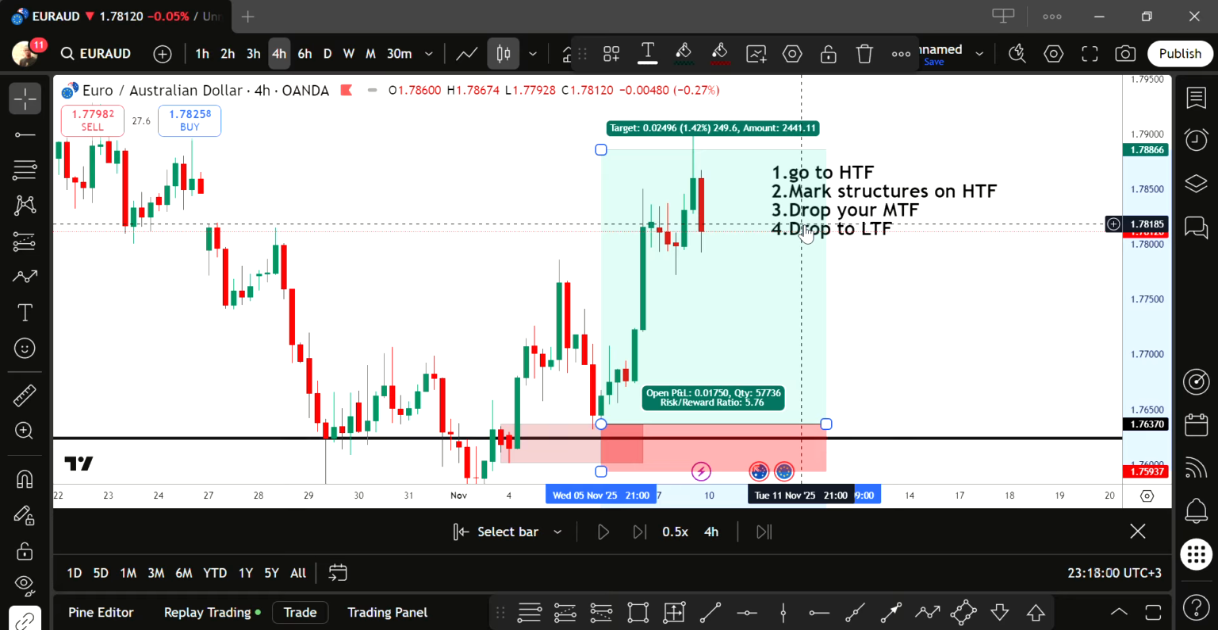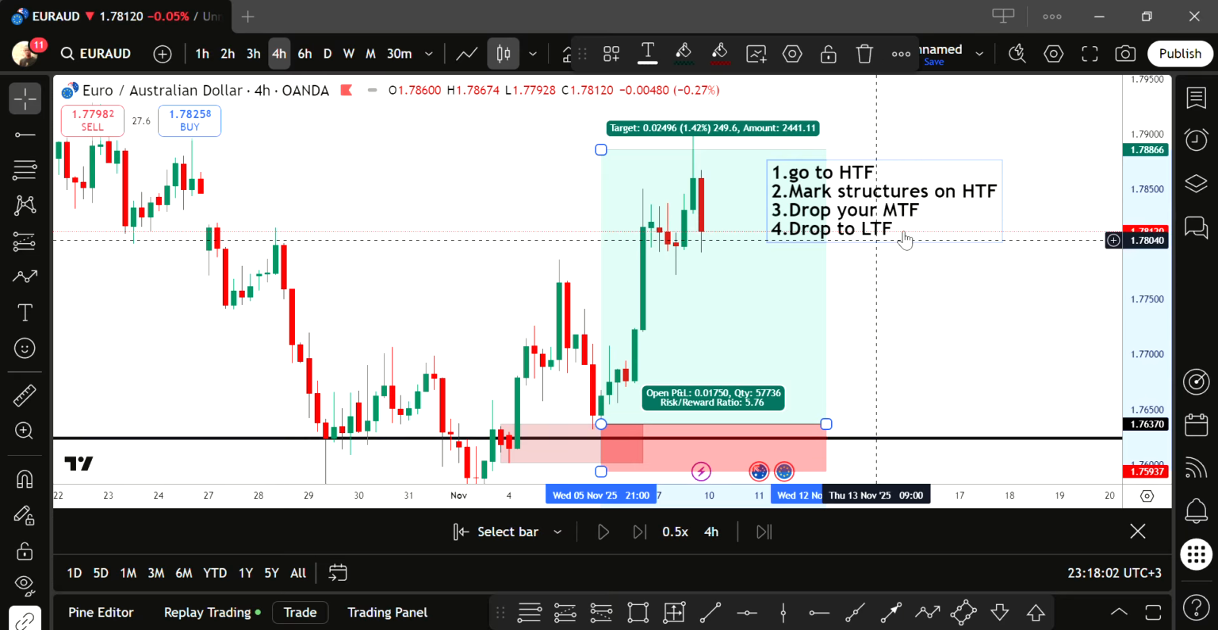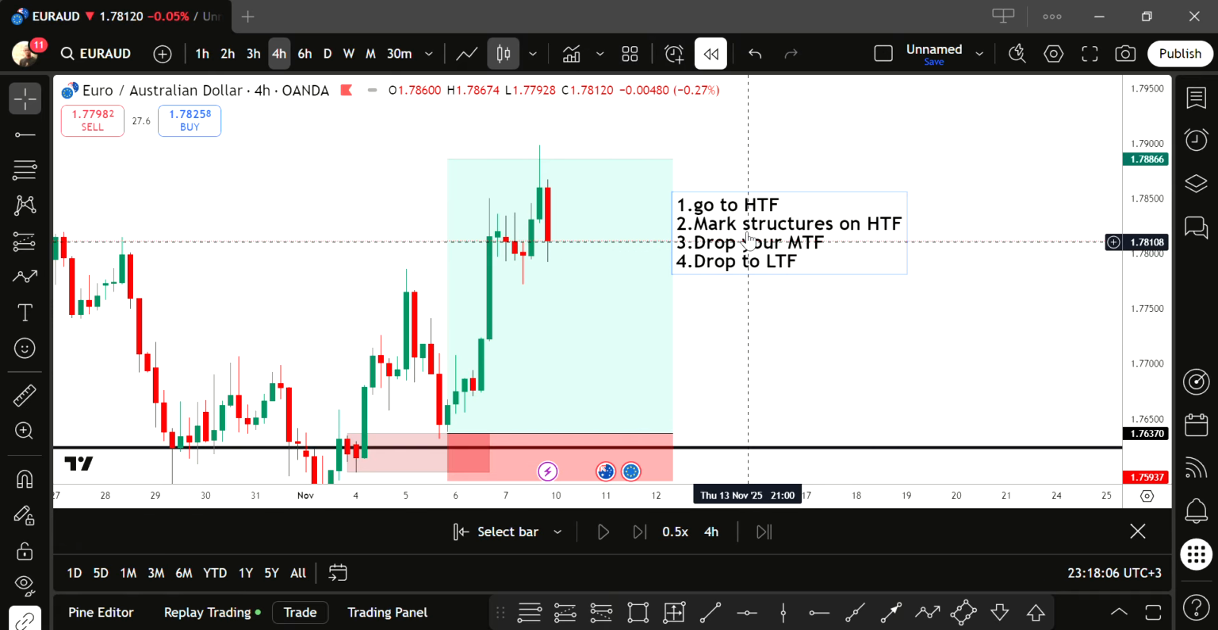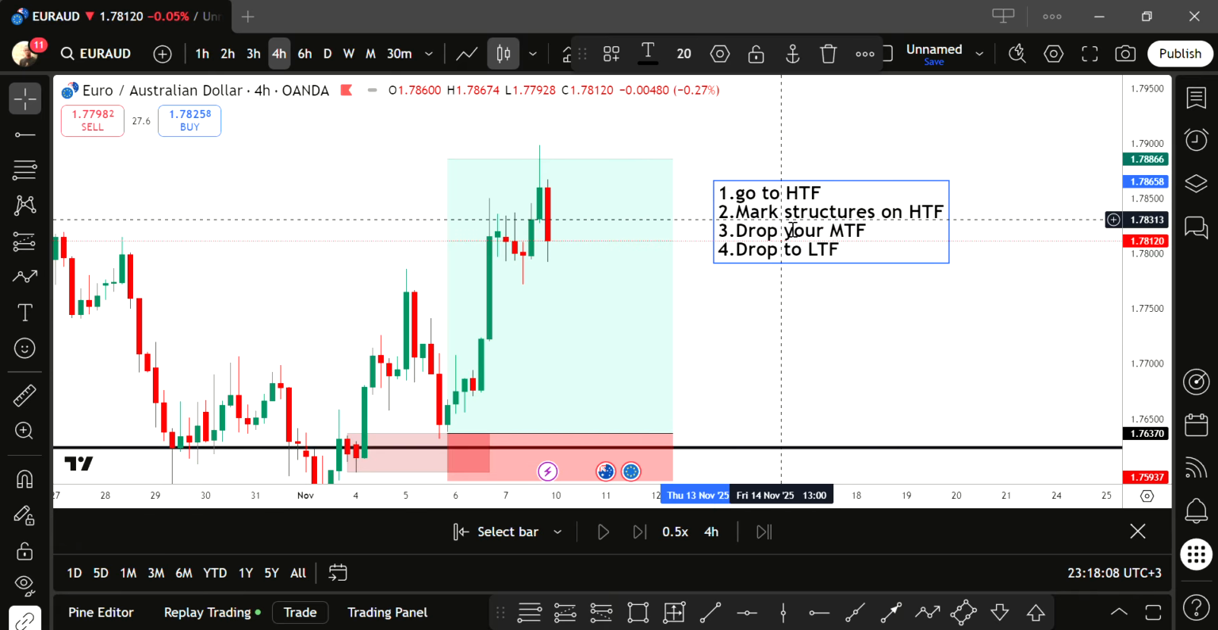But remember, this one is going to be a high probability setup. So what do you want to do? You just want to follow your rules step by step. If you follow them step by step, you're going to make sure that at least you get some profits out of the market. If you do not follow the rules, then it is going to be hard for you.